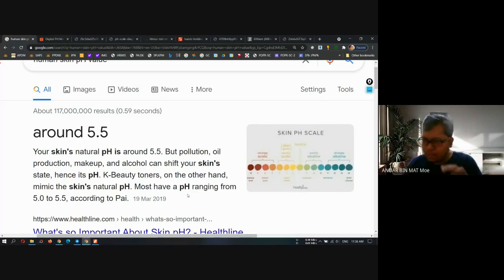Inside our body, the blood is about 7. It cannot be too acidic, cannot be too alkaline. But if too acidic or too alkaline, our health will be affected. Okay. Skin is 5.5.